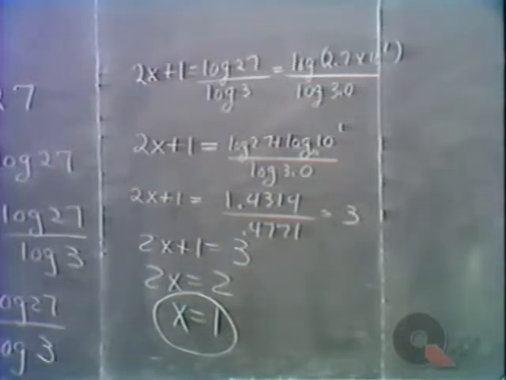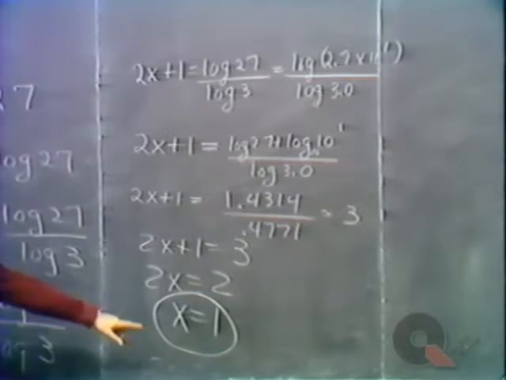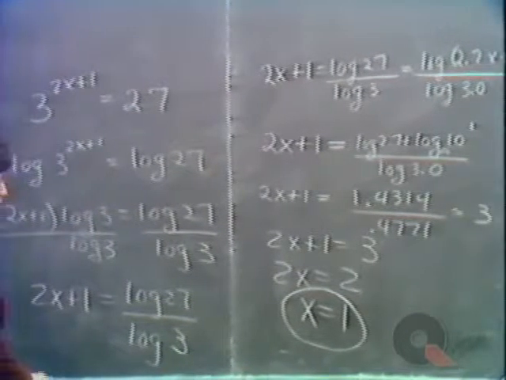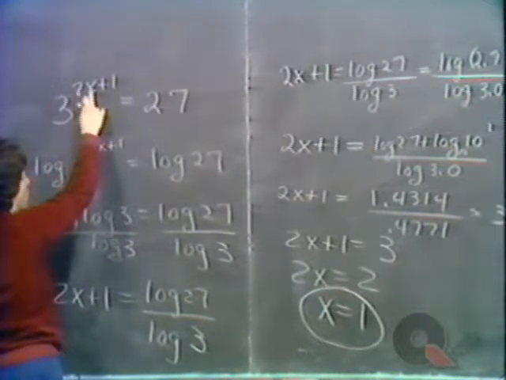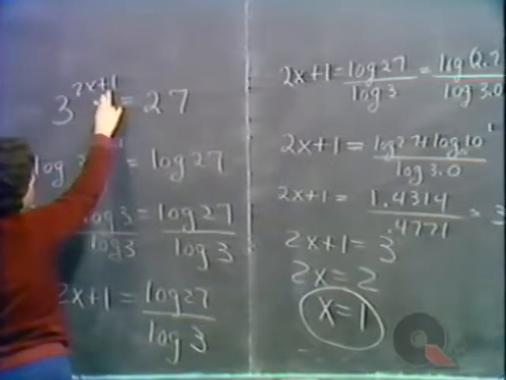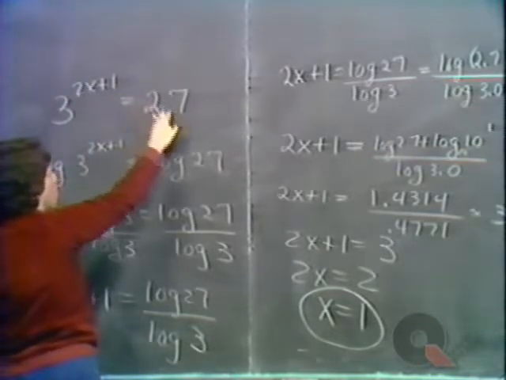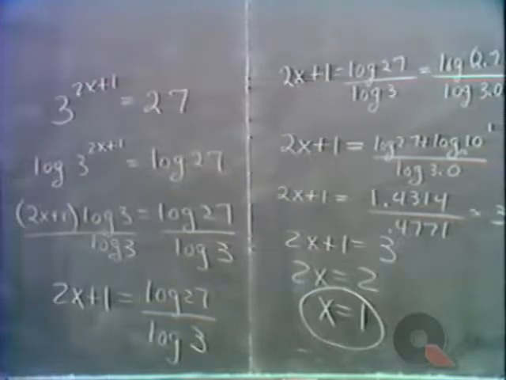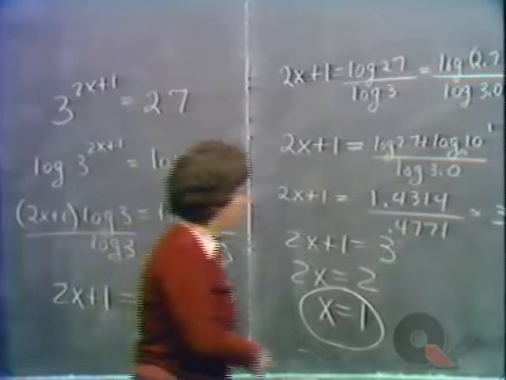And in fact, if you check this in the original equation, it does come out exactly equal to 1. If x is equal to 1, you get 2 plus 1 is 3. 3 cubed, of course, is 27. So it does happen to work out exact.